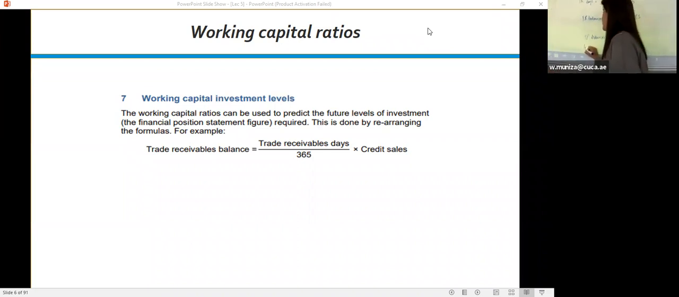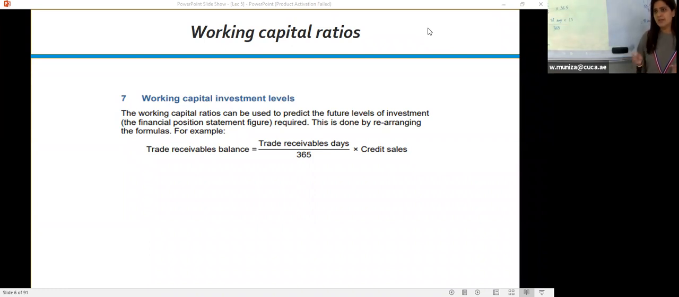Same is going to happen in the case of inventory balance as well. So these balances will be telling us the amount of the working capital investment. And how are we going to calculate the working capital investment? By using the same similar formula which we have used in the cash operating cycle. What was that? Trade receivables plus inventory minus trade payables.